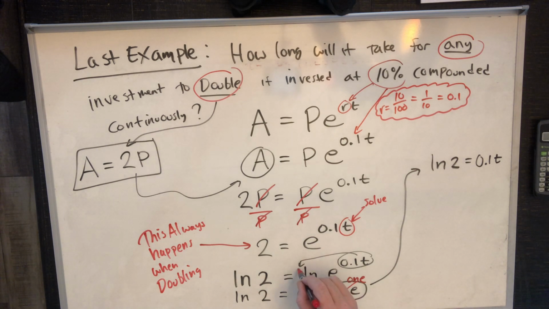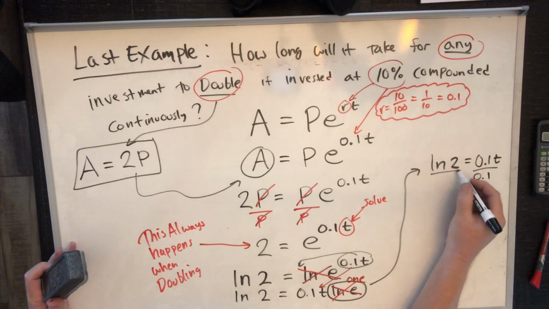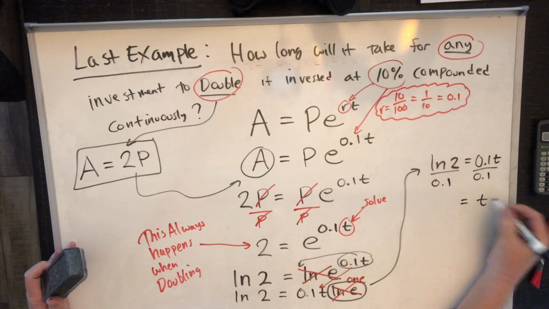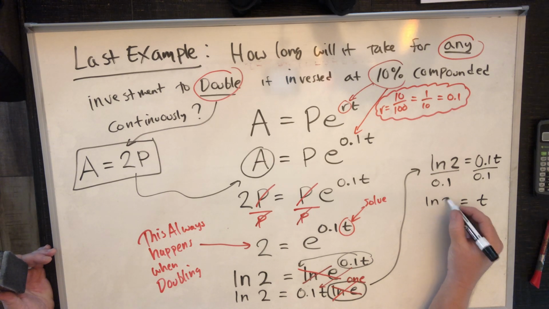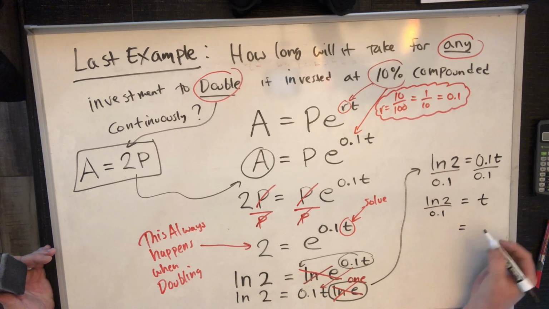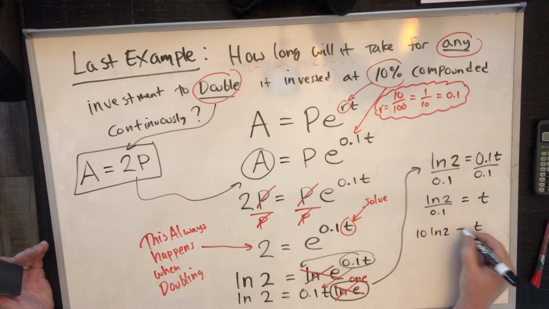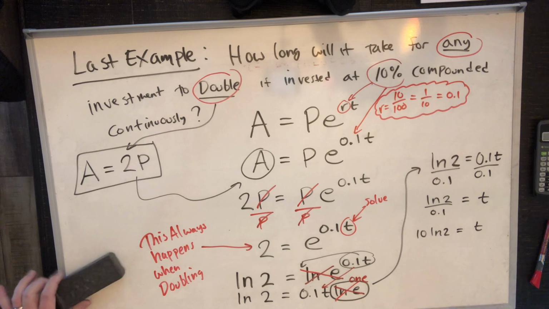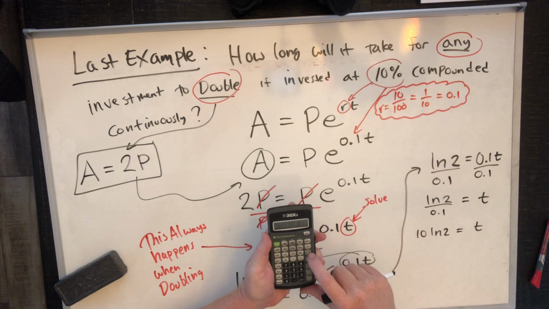Oftentimes people will just cancel off the ln and the e and just bring down the 0.1t to the right-hand side. Divide both sides by 0.1, 1/10. So now you have ln of 2 divided by 0.1, or 10 times the ln of 2. These mean the same thing. If you don't believe me, do it. ln of 2 times 10.